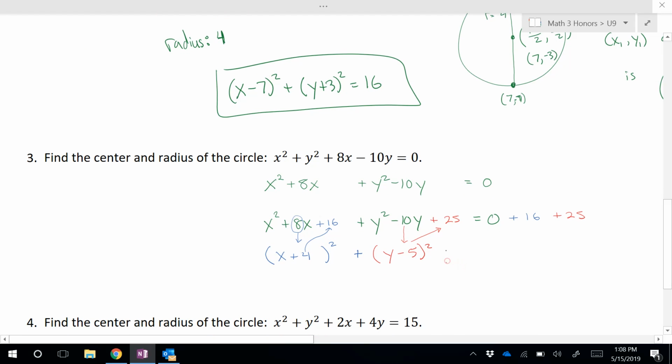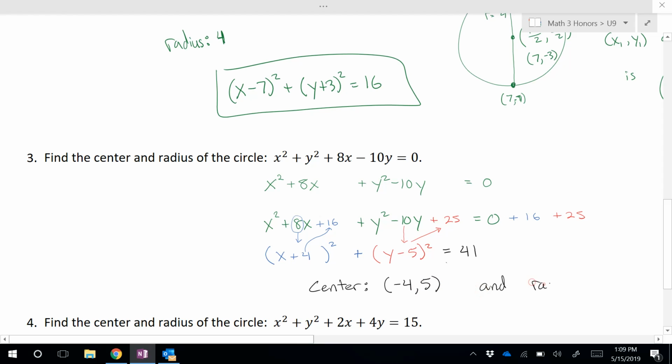So this is going to equal 16 plus 25, which is 41. Okay. Now it's in the form I want. So what's the center of my circle? Negative 4. You do the opposite. Okay, I have a plus 4 here, so I'm putting a minus 4 here. And positive 5.